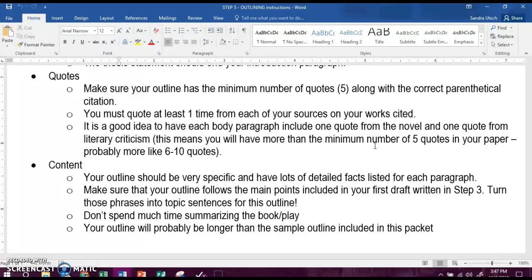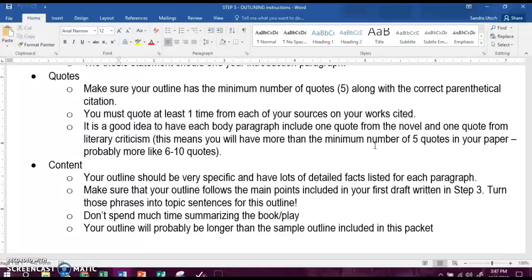All of that is going to be in there. You want to make sure that your outline follows the main points that you included in your first draft of your thesis and main point outline. You're going to turn those phrases into topic sentences at this point. Don't spend a whole lot of time summarizing Their Eyes Were Watching God or The Crucible. Your reader of literary analysis knows this book or this play. So you don't have to spend time telling us that Janie got married 3 times or that Abigail and Proctor had an affair. None of that is necessary. You need to explain what the author is doing.